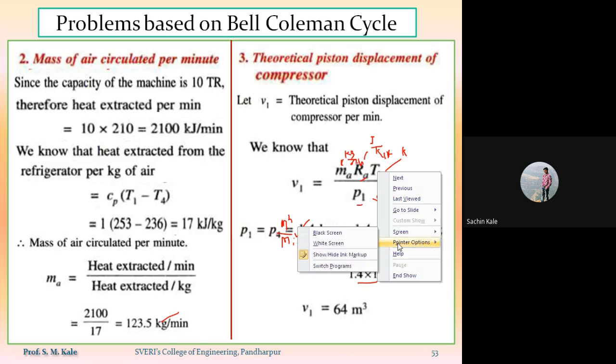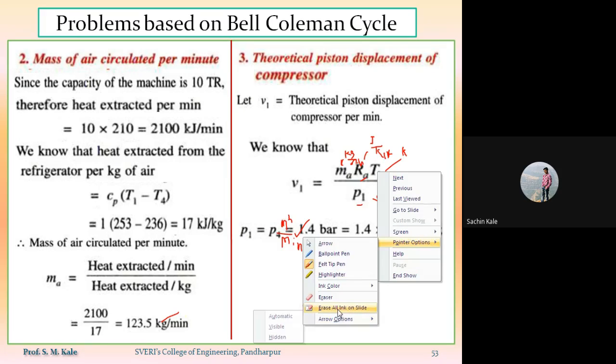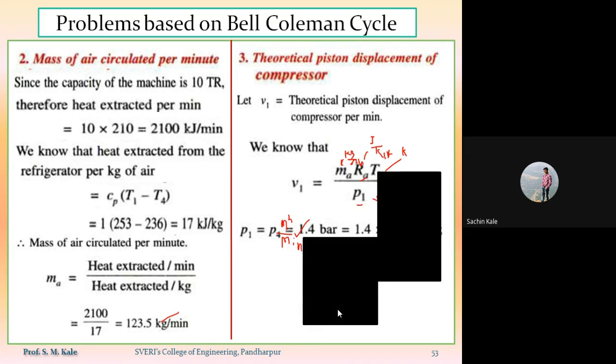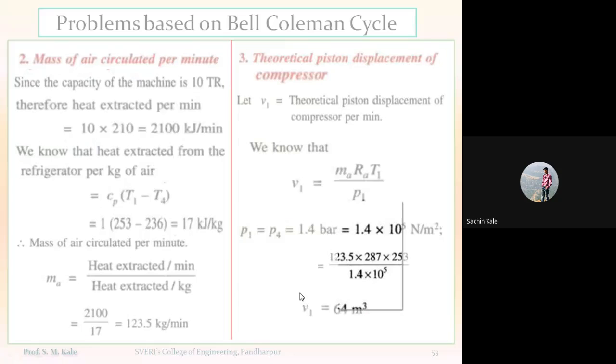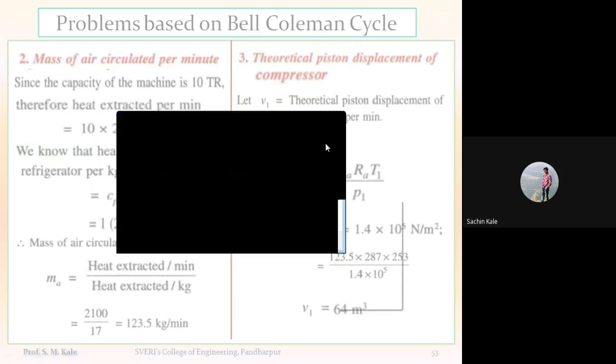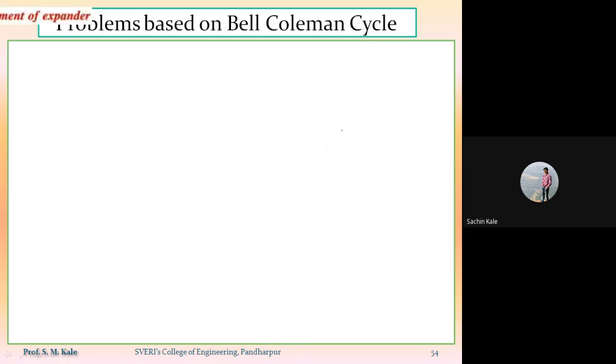Okay. Similarly, we have to calculate the value of V4, that is the theoretical piston displacement of the expander. We have to calculate the value of V4. So to calculate the value of V4, how do we have to calculate it? How are we going to calculate V4? Who can tell?